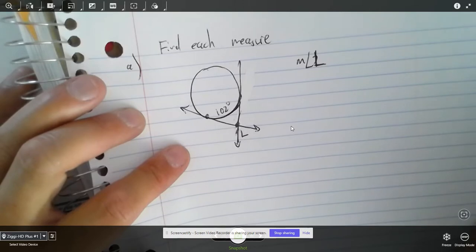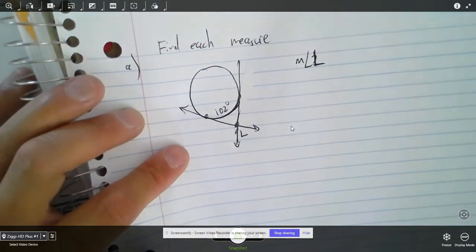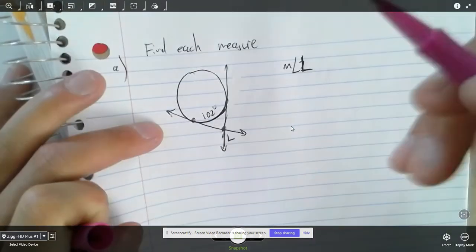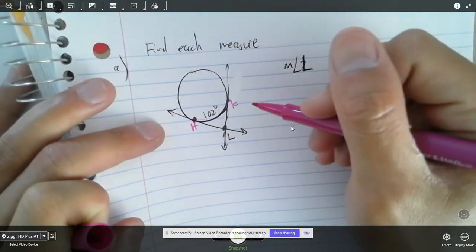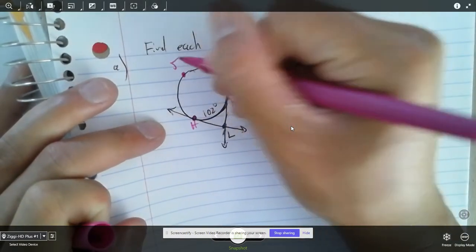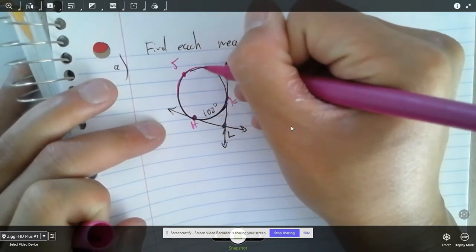So let's see. What else can we do here? All right, well, I want to find the measure of angle L. Well, let's first name the points here before I do anything. This is H and this is K. This is J. And then I'm going to color code this whole arc to be this color here. And I want to find L.